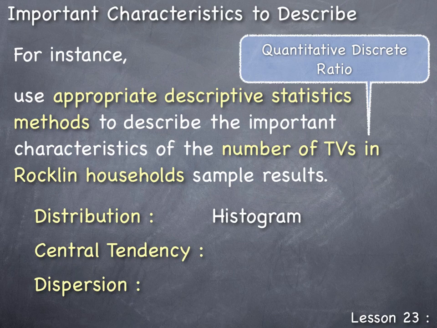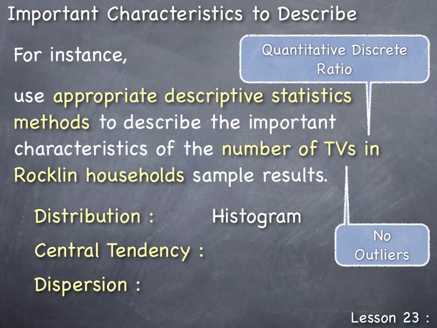Now, in order to describe the central tendency or dispersion of quantitative data, we need to further decide whether we have outliers or not. So, recalling the example, a number of TVs in Rockland households, there were no outliers. Just the number of TVs ranged from a low of 1 to a high of 5. There were no extreme data values. So, the appropriate descriptive statistics method to use to describe the central tendency of quantitative data that contain no outliers is to calculate the mean.